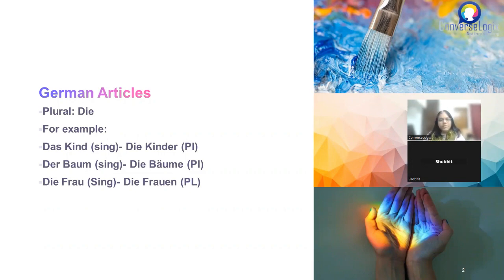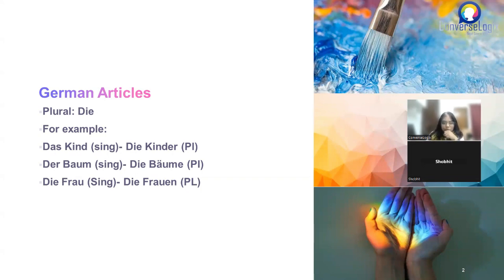The plural article doesn't matter whether it's masculine, feminine, or neuter. It is always die when we are using objects in the plural form. For example, we have das Kind, which is singular, the child, and the plural is die Kinder. Then we have der Baum, singular, the tree, and the plural is die Bäume. And we have die Frau, a single female, the lady, and the plural is die Frauen. So whenever any object is more than one, in a plural form, we use the article die.